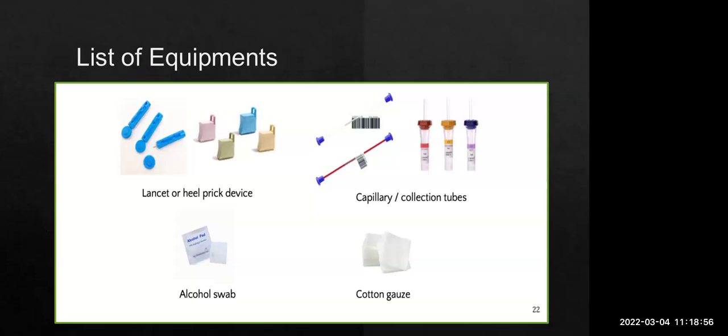The list of equipment for CBG is a lancet or heel prick device, capillary tubes or collection tubes, and then alcohol swab and cotton gauze. Okay, next slide.